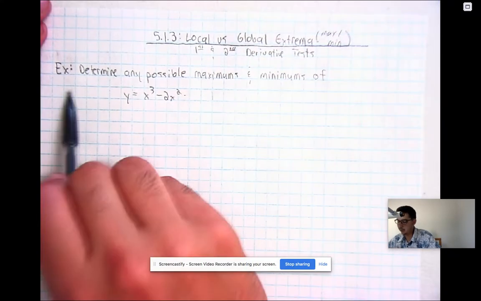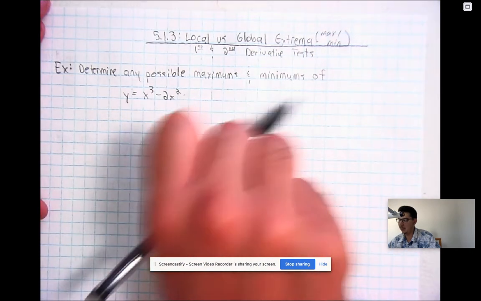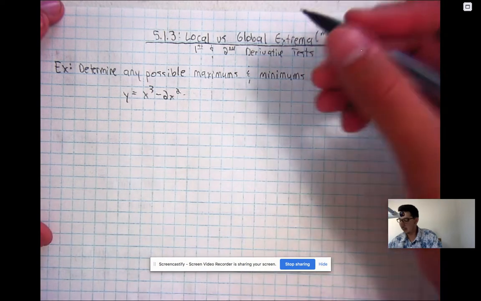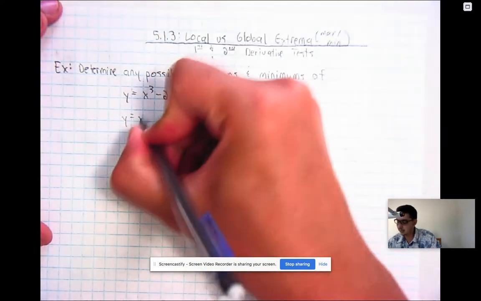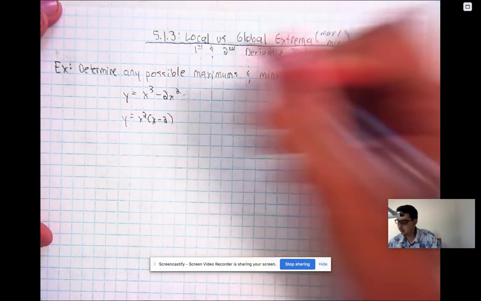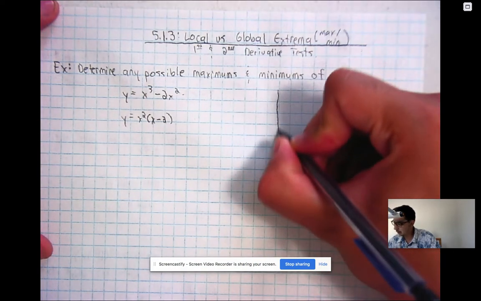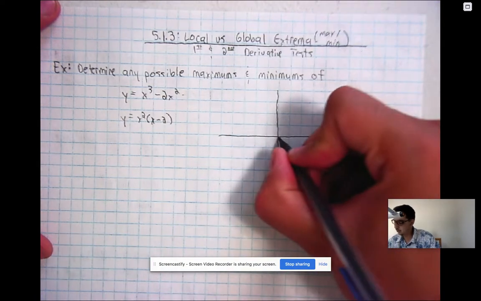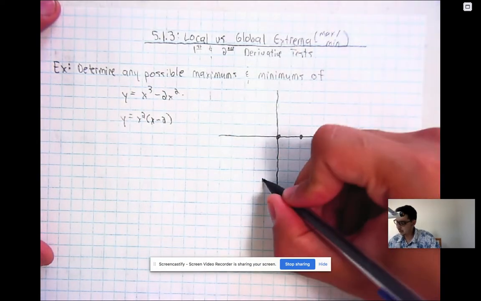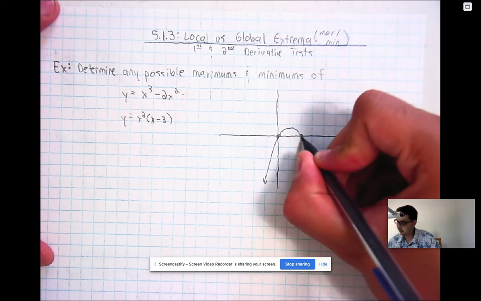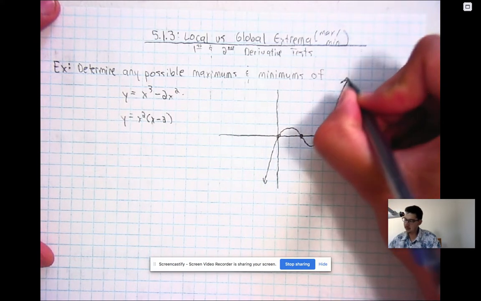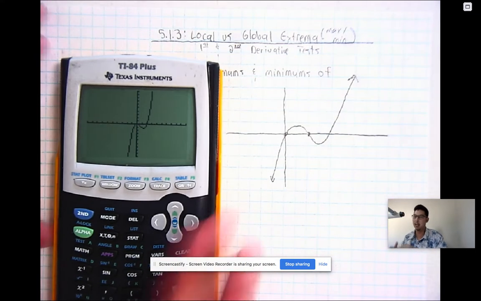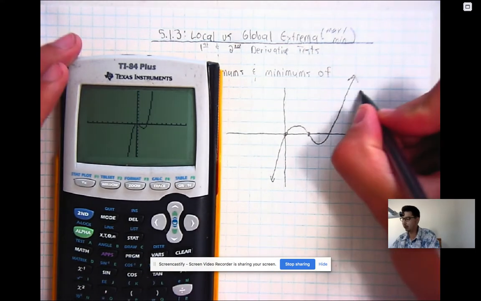So we're going to look through this example here. Determine any possible maximum and minimums of y equals x to the third minus 2x squared. So we can either do this by hand, in which we could rewrite this as x squared times (x minus 2), in which you know that the graph will have a 0 at 0 and at 2, and the sketch of the graph will look something like this. And if I put this into the calculator, which I already did, notice that's very similar to what we have. Right? Not perfect, but it's a sketch.